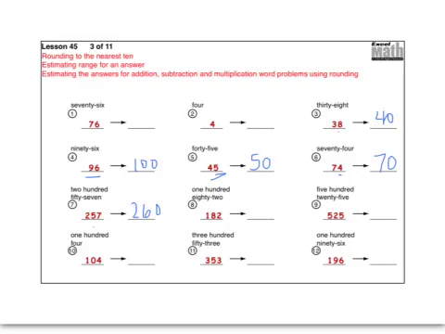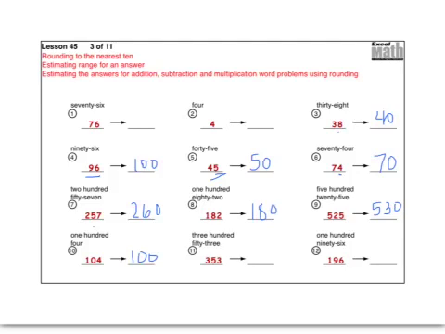182 rounded to the nearest 10, that's between 180 and 190. It's a little bit closer to 180, right? And 525 is between 520 and 530, or 52 tens and 53 tens. In fact, it's right smack in the middle between 520 and 530. So as we learned earlier, we always round up. It's going to be 530. 104, a little bit closer to 100 than it is 110. So we're going to round that to 100.